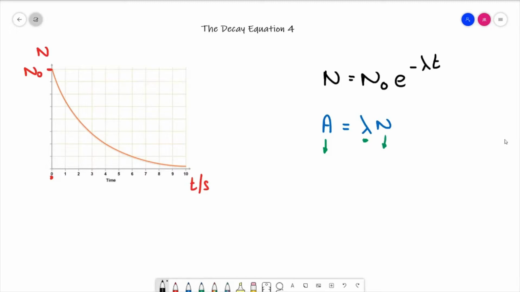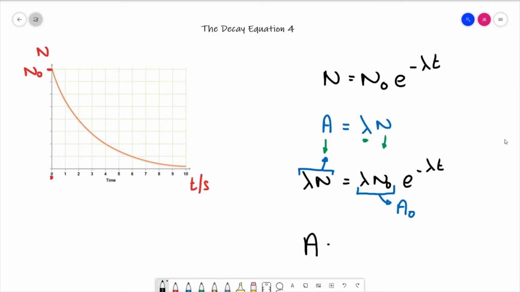If we take the decay equation then and multiply both sides by lambda, we can see that lambda N is equal to lambda N naught e to the minus lambda t. On the left hand side, lambda N we've already just defined as A. We can now say that lambda N naught is equal to A naught, the initial activity. And we can rewrite the decay equation as A is equal to A naught e to the minus lambda t as well. So the activity will follow exactly the same shape.